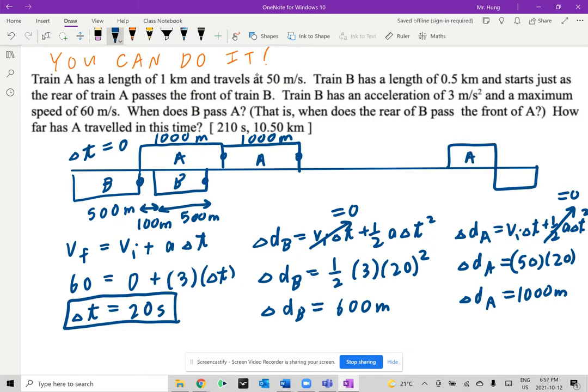Now the concept goes as follows. If you really think about the distance, D is what you're looking for because they're asking how far A has traveled at this time. And D is basically the measurement from this point all the way to this point. So if you think about the bottom part now, this is going to be D plus what? There's this distance, which we know is going to be delta D, but we also know the length of train B is going to be 500 meters.